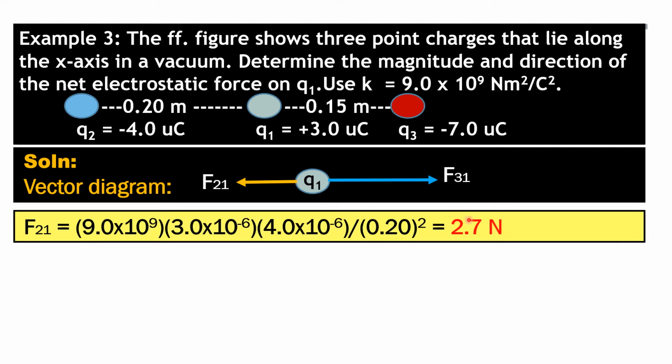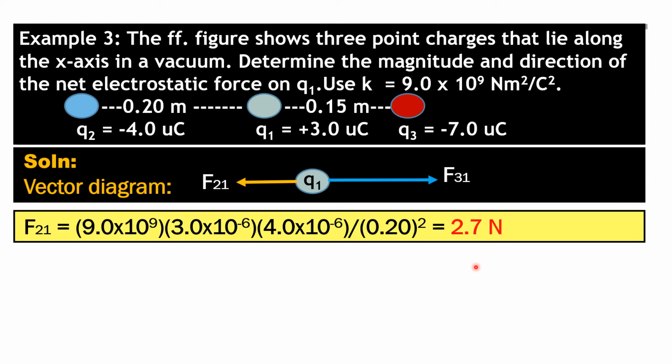Now, referring to your vector diagram, we know that this 2.7 newtons, relative to Q1, is directed to the left. So if you're kind of strict in your computation, you can specify here that the direction of 2.7 newtons is to the left, or simply you can put a negative sign, such as negative 2.7 newtons, to indicate that it is directed to the left. You can do that.